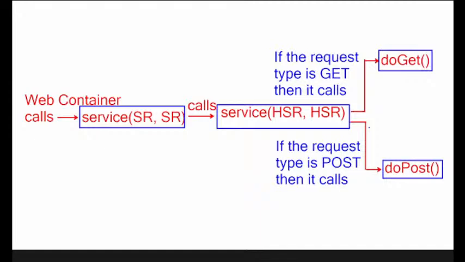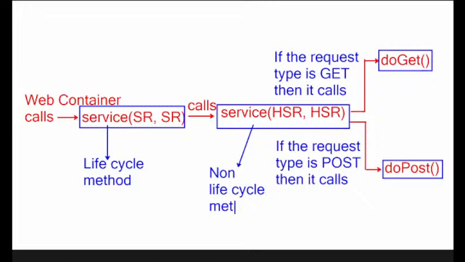Web container calls life cycle service method. This is called life cycle service. These are non-life cycle methods. Web container knows only one life cycle method, that is service. It doesn't know non-life cycle service. It doesn't know doGet. It doesn't know doPost.